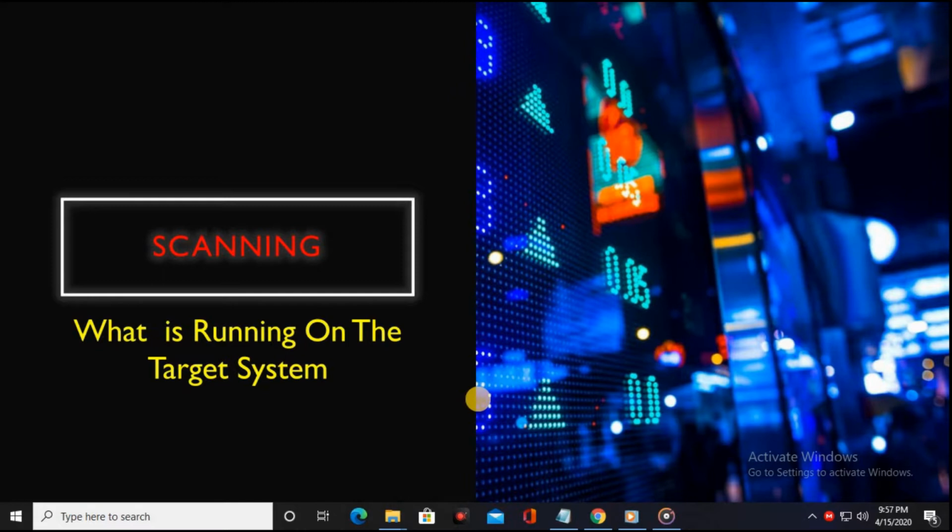And also which services are running on the target system, like Telnet, FTP and more services that come built in with the operating system. So this type of information helps the attacker to gather more information about the target system, and this type of information gathering is called scanning.